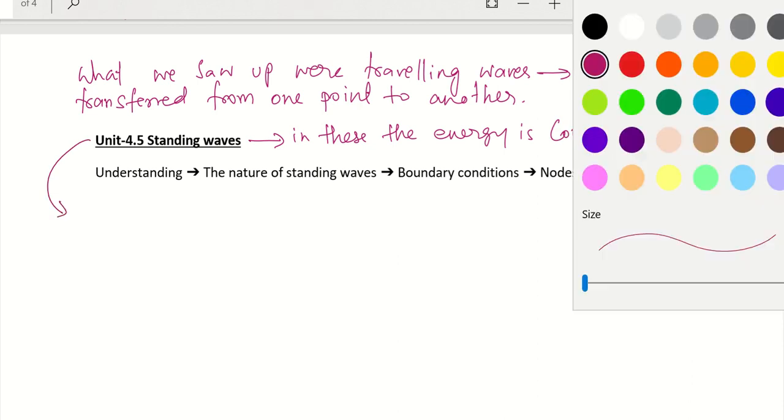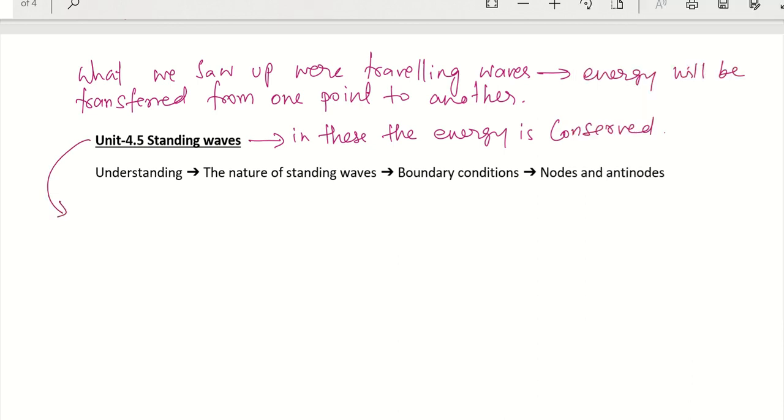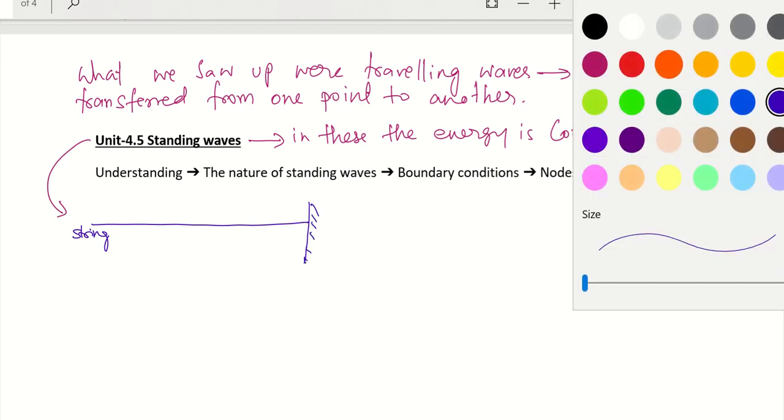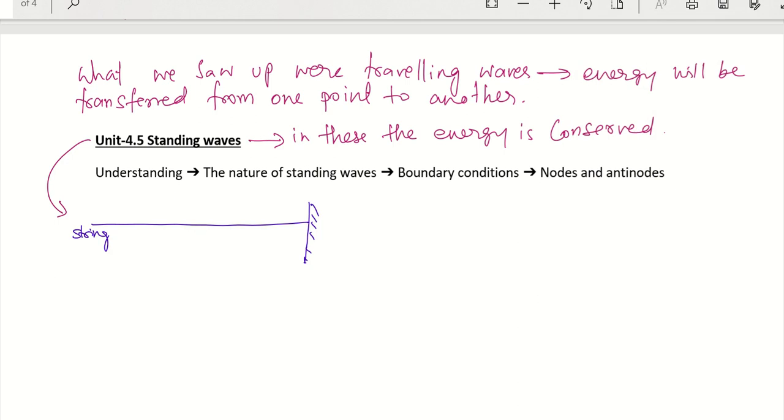How is it formed? So let's say I have a string. This is a string and it is fixed here. Okay, I am going to generate a pulse here. So the pulse will travel. When it hits here, it will reflect back. See?